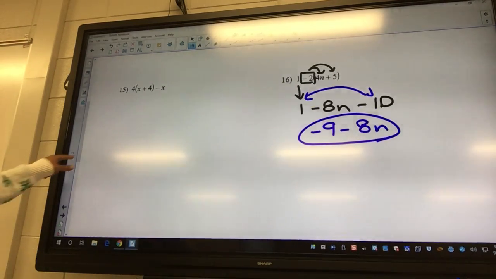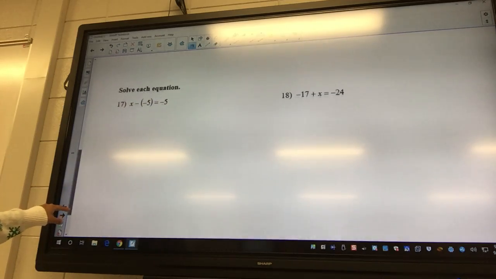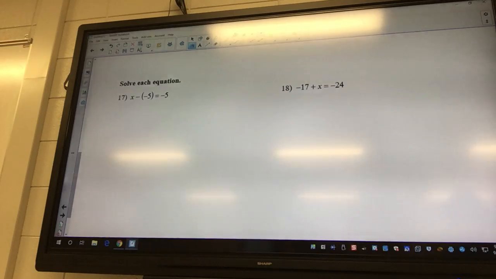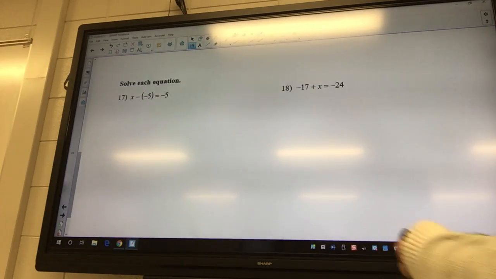Okay, 17 or 18? 17. Okay, so 17 says solve each equation. That means we're solving. On Friday, we had our steps, right? Our steps said distribute, then combine like terms, then add or subtract the kid, and then divide. But on all of these, some of you are not even going to have a kid, or something where you can add or subtract or divide. So you're going to really need to be able to put your steps together and realize what to do first.